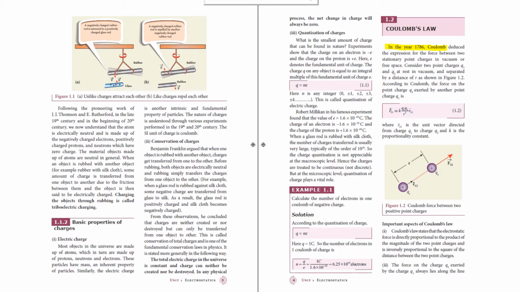That is what is represented by vector F21. They have given vector F21 equals k into Q1 Q2 by r square into r cap 12, where k is the proportionality constant, Q1 and Q2 are the magnitudes of the charges, r is the distance, and r cap 12 is the unit vector, and the direction of the unit vector is from Q1 to Q2.